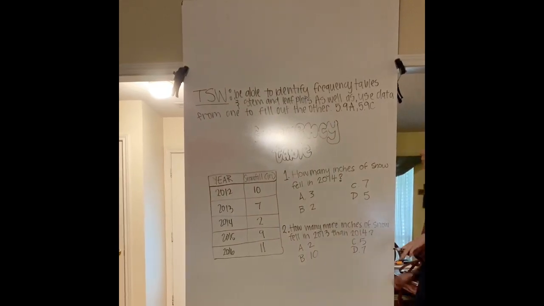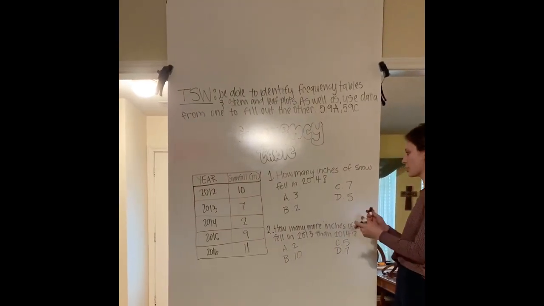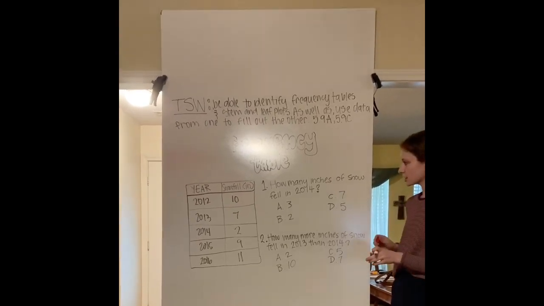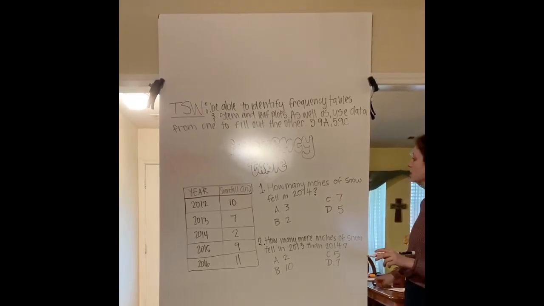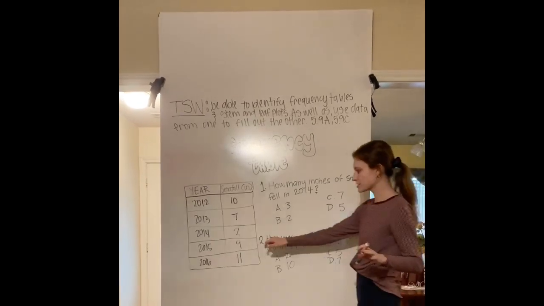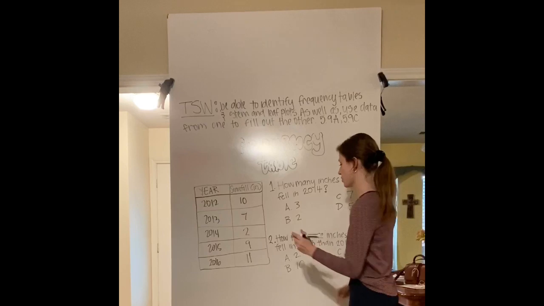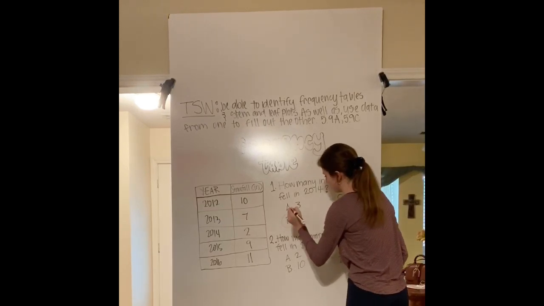So, looking at number 1, how many inches of snow fell in 2014? So, looking at our frequency table, let's look at 2014, and we had 2 inches of snowfall. B.